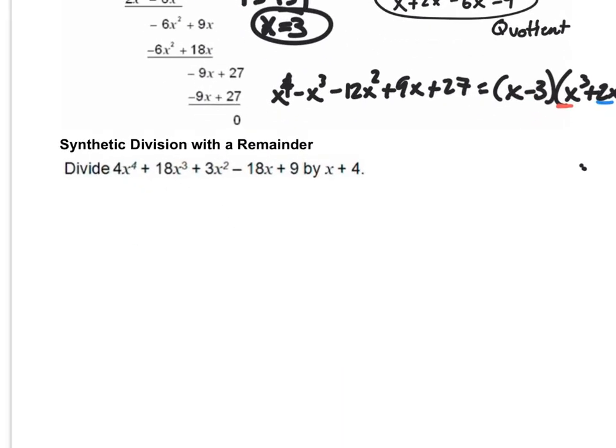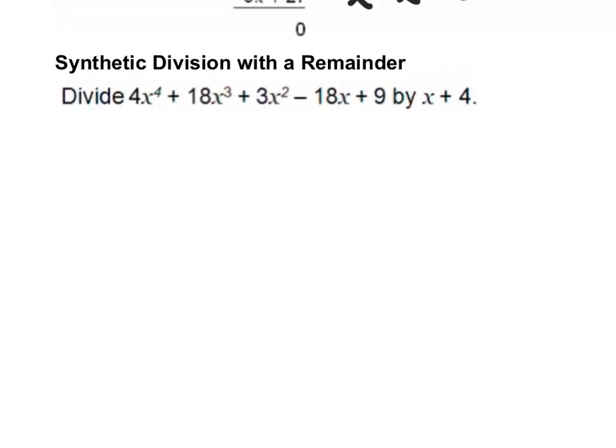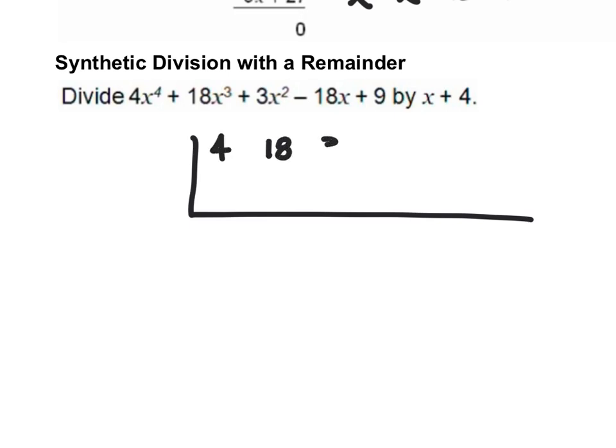Okay, let's do synthetic division with a remainder. What I want to do is divide this polynomial here by x plus 4. So now remember what we do. We take the coefficients, and let me make our box like that. I'm going to put a 4 here, 18, 3, negative 18, and 9.